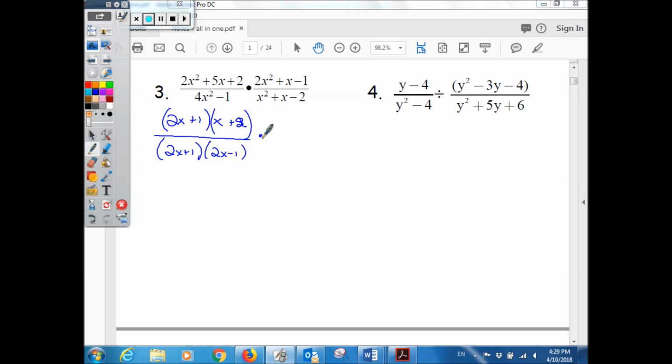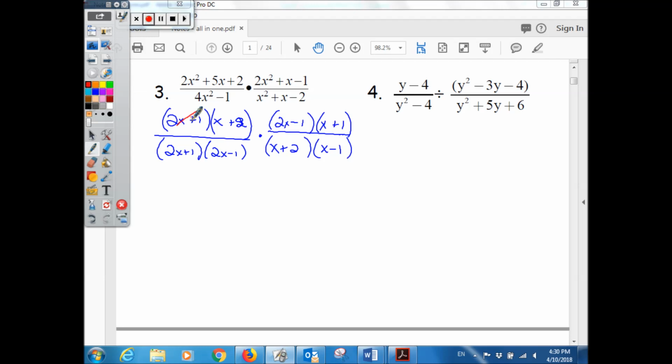I'm multiplying that times the next fraction. When I factor this numerator, I get a 2x and an x minus 1 and an x plus 1. And then its denominator is going to be an x plus 2 and an x minus 1. So once I have everything in factored form, I look for factors in the numerator and denominator that match, and I'm going to cancel them.